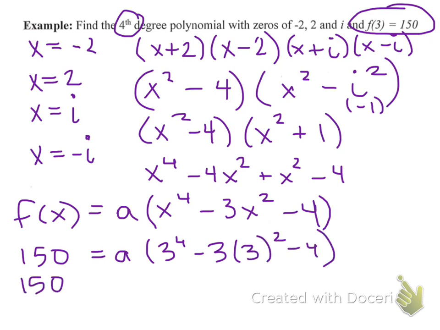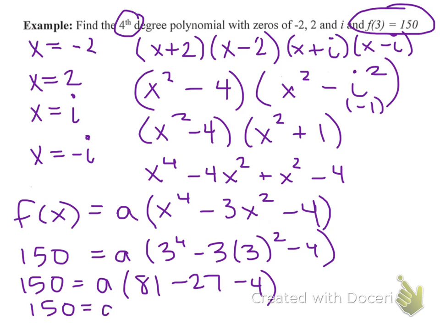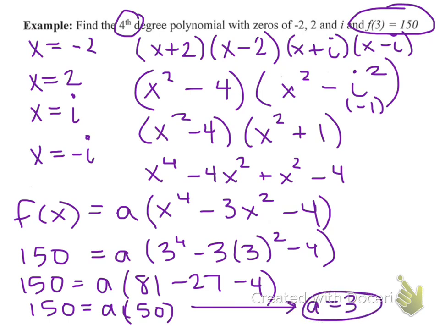All right, so 3 to the 4th power is 81. 3 squared is 9. 9 times 3 is 27. And 81 minus 27 minus 4 is going to give us 50. So I have a times 50. And if I divide both sides by that 50, we get that a equals 3. This number should always work out to be a whole number, relatively nice number.